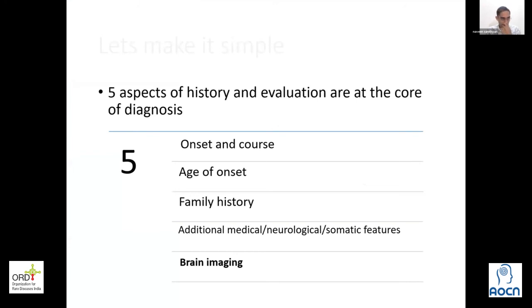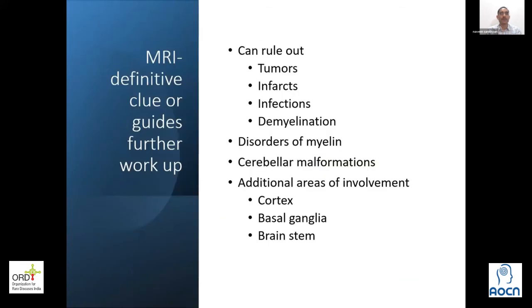So after a good clinical phenotyping, one can really look at the imaging. Sometimes the imaging may be diagnostic in isolation, but more often, if it is combined with good clinical phenotyping, your task becomes simpler. What you can clearly rule out with imaging are other causes like tumors, infarcts, infections, and demyelination. Imaging would be very valuable in disorders of myelin, and you can see the patterns of myelin abnormality and decide which disorder you're dealing with. Again, it will be diagnostic for cerebellar malformations, and you can also check for other areas of involvement in the neuroimaging, which will give you additional clues.